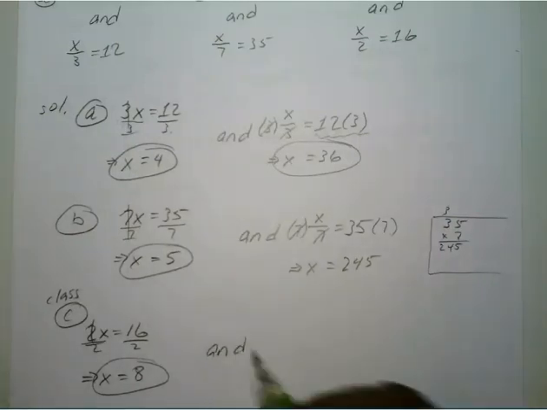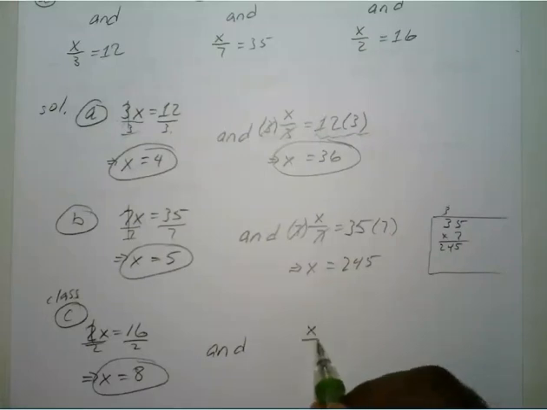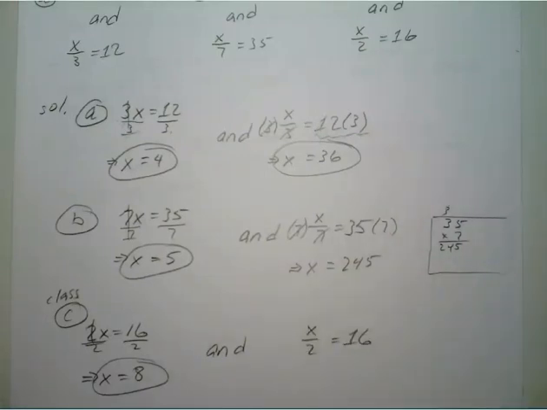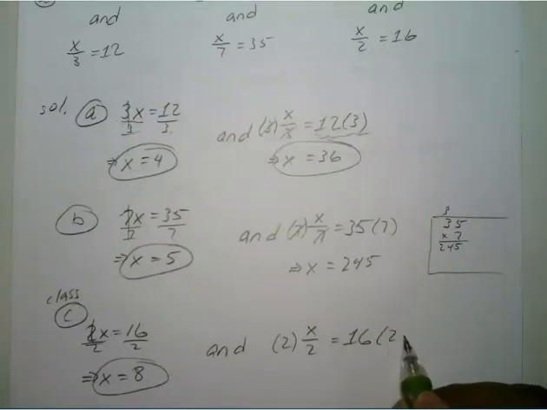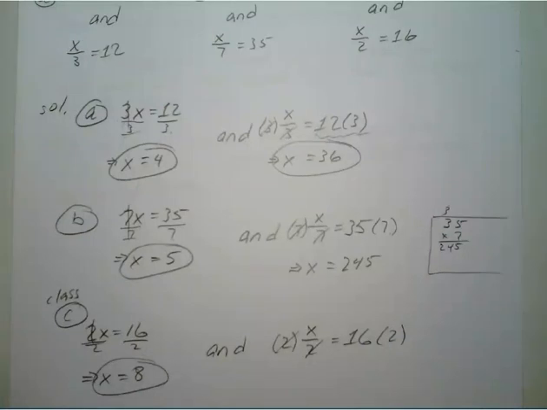Okay. And we have x divided by 2 equals 16. Okay. So since we have a division problem, that means we're going to multiply both sides by 2, where these 2 will cancel out. So you have 1 times x, which is just x, is equal to 16 times 2, which is 32.